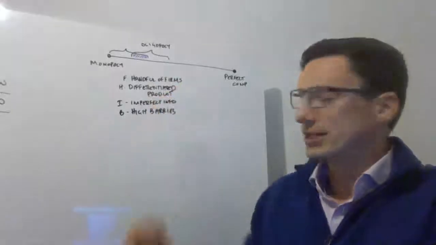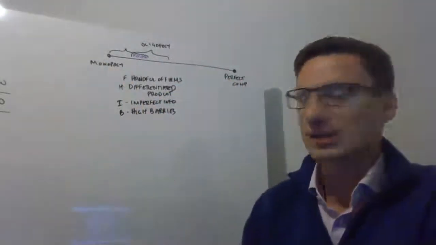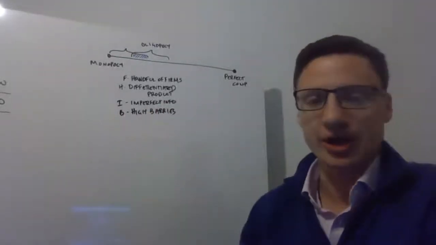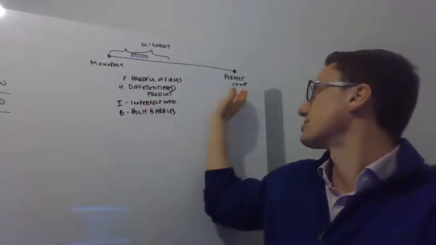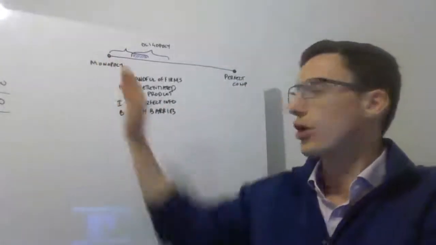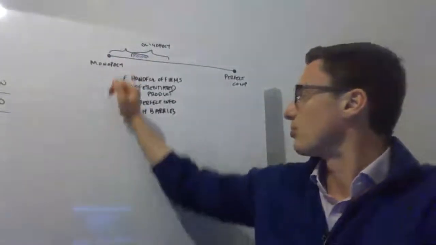They have differentiated products, so they're not homogenous and they're not the unique product that would only exist in monopoly. Imperfect information, and they have high barriers to entry. Again, differentiating itself from perfect competition over here, where there are no barriers to entry, and quite close to the monopoly side of things, high barriers to entry. So this is what we are dealing with.